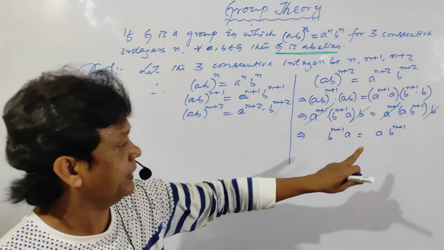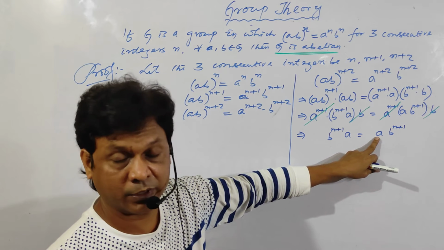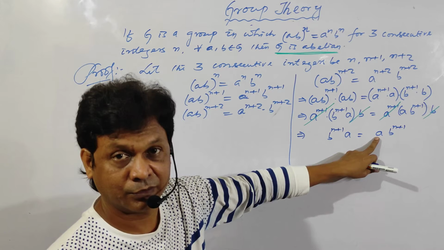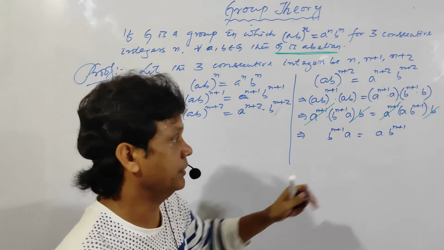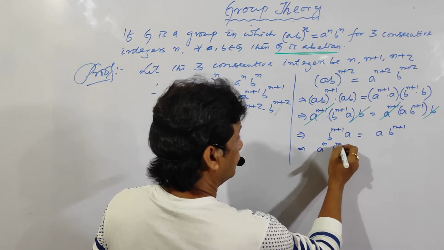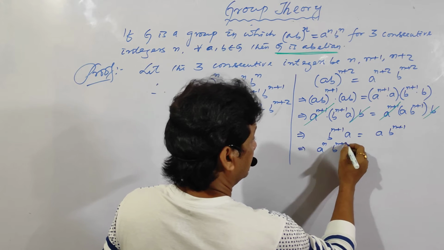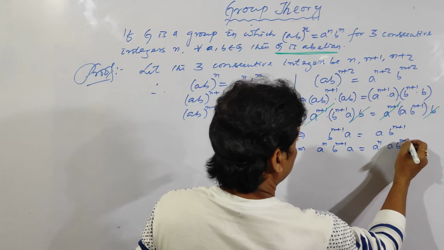Okay, so how to make this one a to the power n plus 1, so that this will become (ab)^(n+1)? So you should multiply by a to the power n. Okay. So a^n into b^(n+1) into a is equal to a^n into a into b^(n+1).